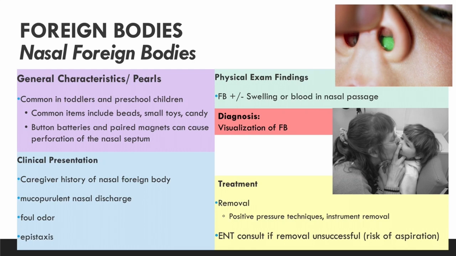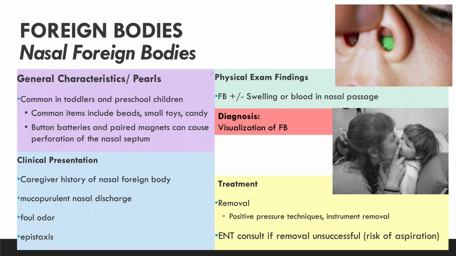On history, usually the caregiver has witnessed them place it up there, or they have something that's missing. There's usually some discharge from that naris that is blocked. And if you have a retained foreign body that's been there for a while, then we can get a foul odor, because you get that blockage, things get kind of stagnant there. Also, if we have a significant trauma, we can get some bleeding.